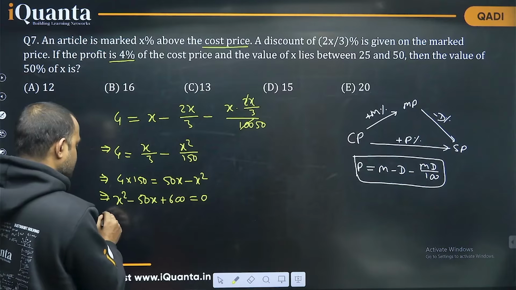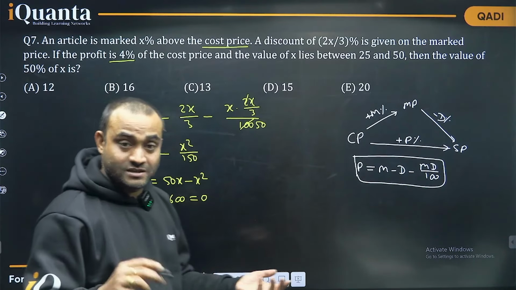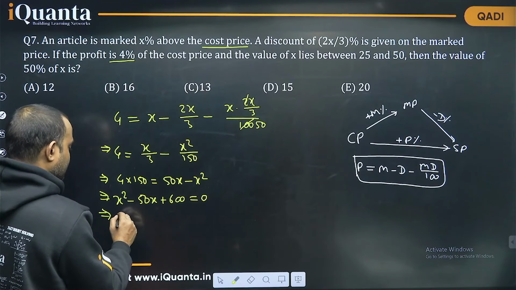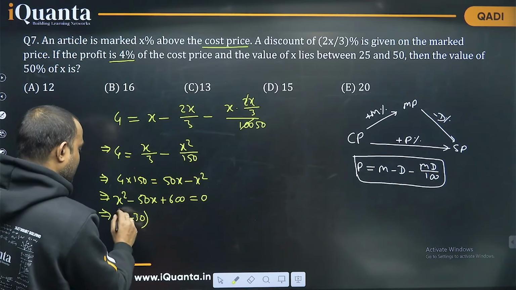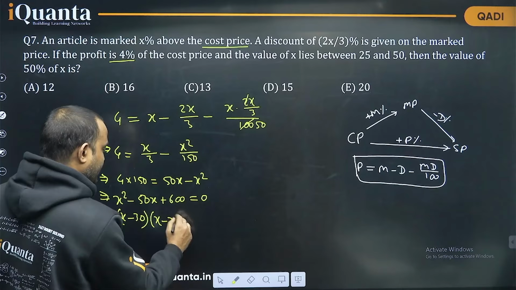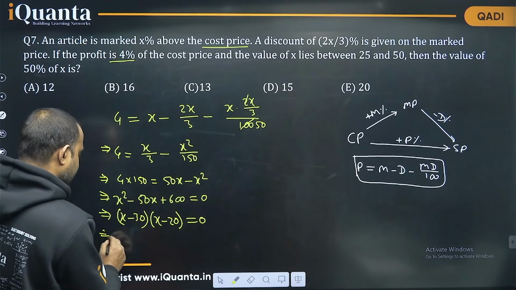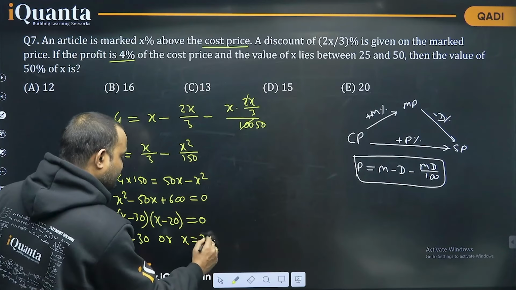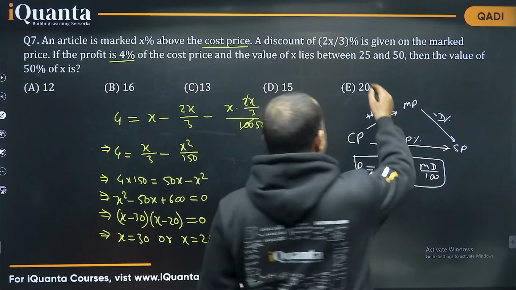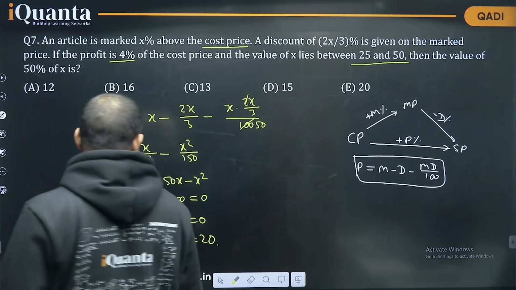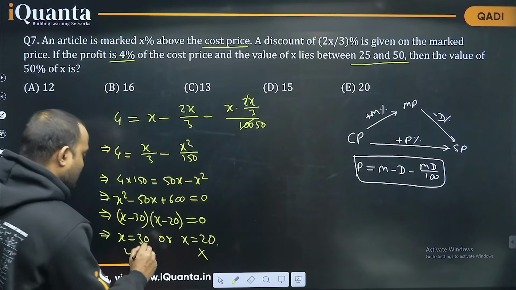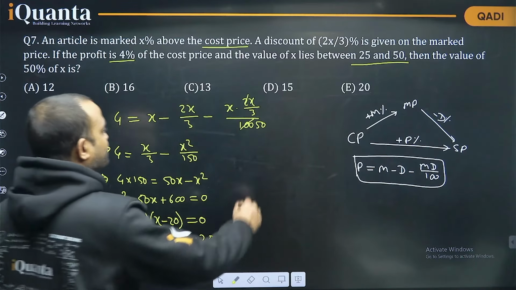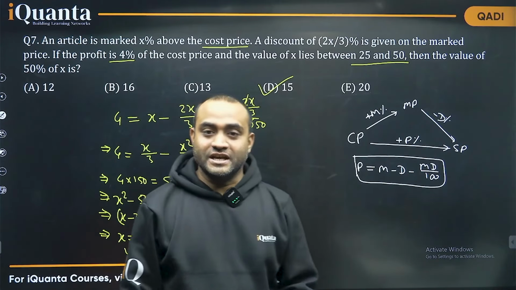Now we need to break 50 into two parts such that the product is 600. So 30 into 20 is 600. So it can be written as x minus 30 into x minus 20 is equal to 0. So we can say x will be equal to 30 or x will be equal to 20. Now it's given in the question that x lies between 25 and 50. So this is not our answer. This is the value of x that we are looking for. X is equal to 30. 50% of x means half of 30. Answer is option D, which is 15.